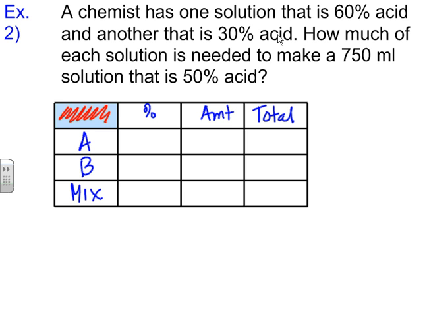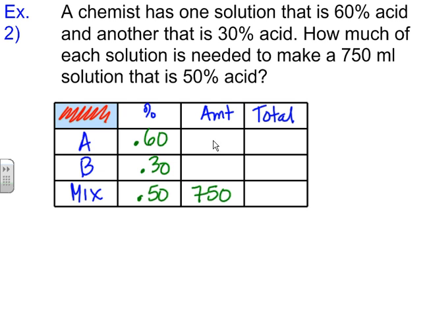So a chemist has one solution that is 60% acid. So when we write 60% as a decimal, we put 0.60. So that goes there. They have another one that's 30% acid, so we'll make that one 0.30. How much of each solution is needed to make a 750 milliliter solution that is 50% acid? We'll put 0.50, and we want to end up with 750. So that's the information that we get from the paragraph. We get nothing else from the paragraph, just this. Everything else we have to use deductive reasoning for.